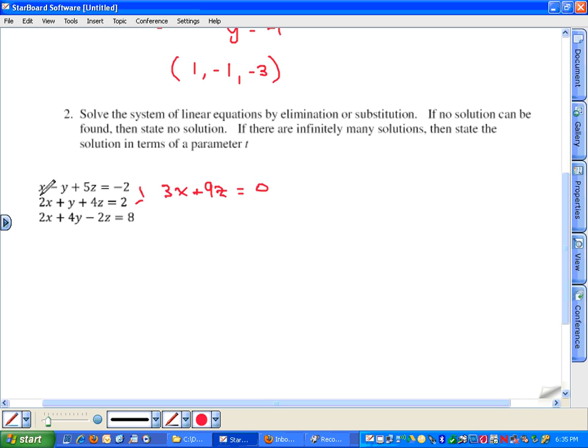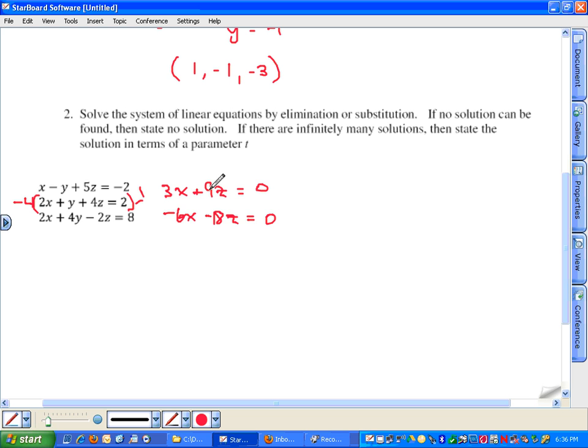Then if I take this middle equation, I need to eliminate y again since I eliminated it here. So if I multiply this middle equation by negative 4, this is going to be negative 8x. Combined with that, that's negative 6x. This is going to be the negative 4y, which will cancel with the positive 4y. Negative 16z minus 2z is negative 18z. And that equals 0.